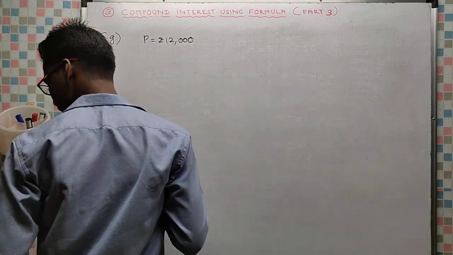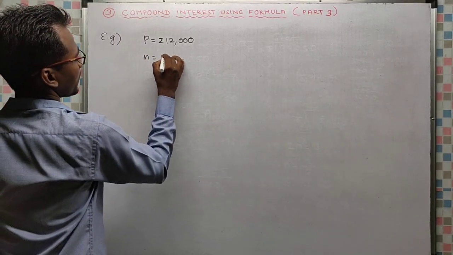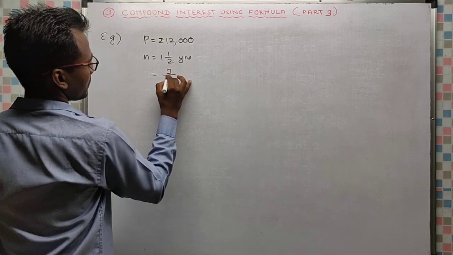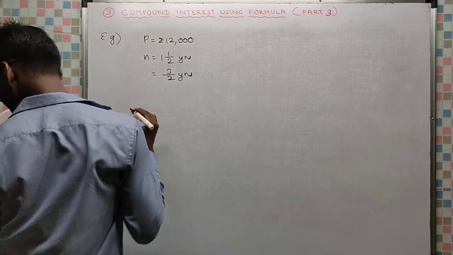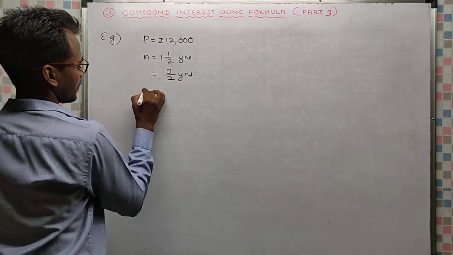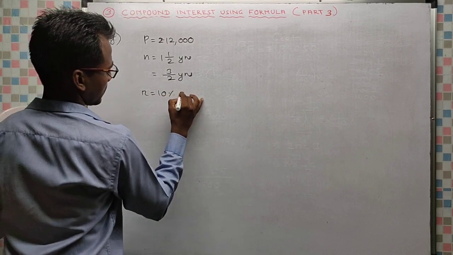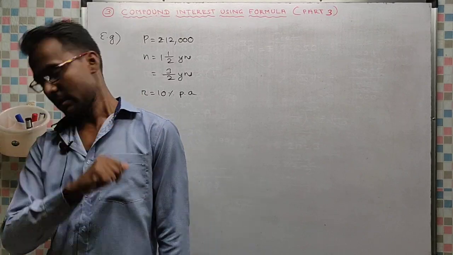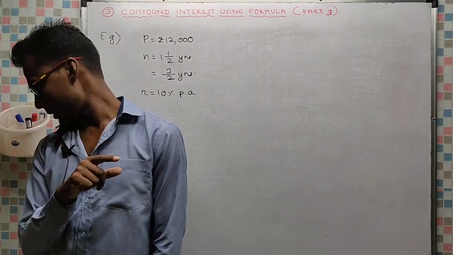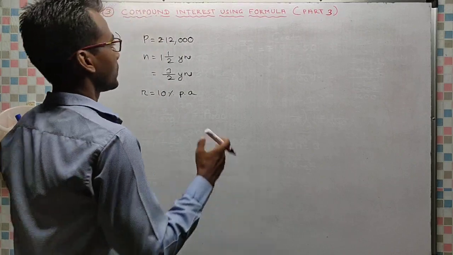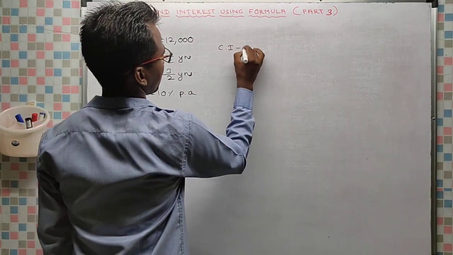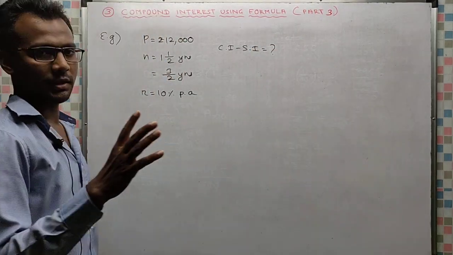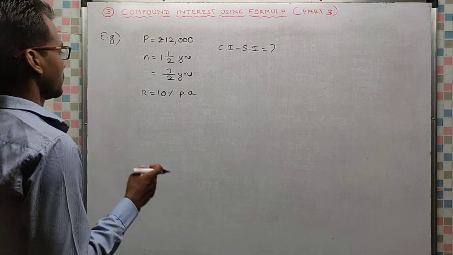Principal is given, 12,000 rupees. Time is given, 1.5 years, that is 3 by 2 years. Rate is also given, 10% per annum. We have been asked to find the difference between CI and SI. Compound interest is half yearly and simple interest as it is. We have been asked to find CI minus SI. Easily we can calculate SI, so let us go for SI first.